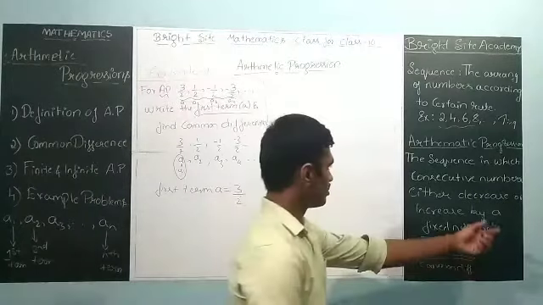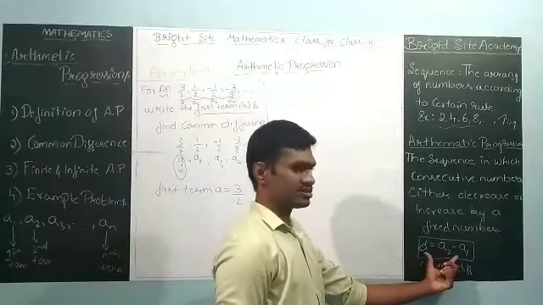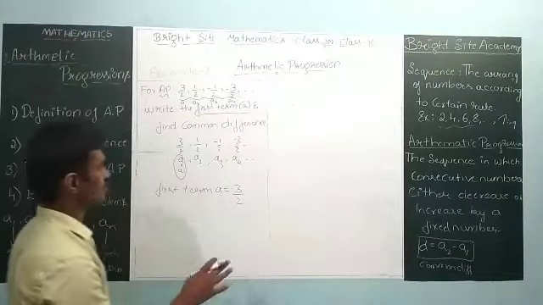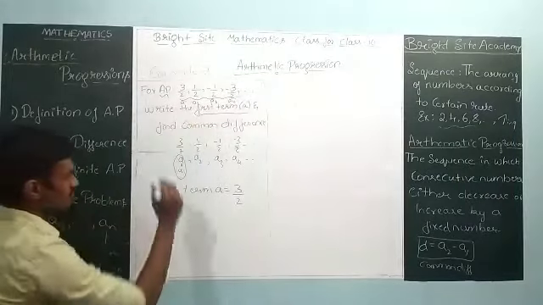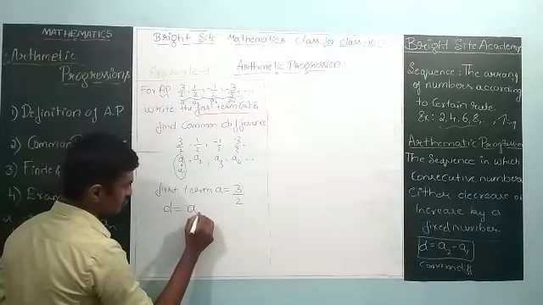Now come here. To find the common difference, we have a formula. D is equal to A2 minus A1, the difference between any two consecutive numbers. So let us take any two consecutive numbers here. D is equal to A2 minus A1.